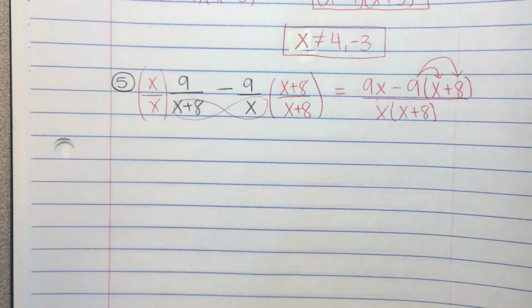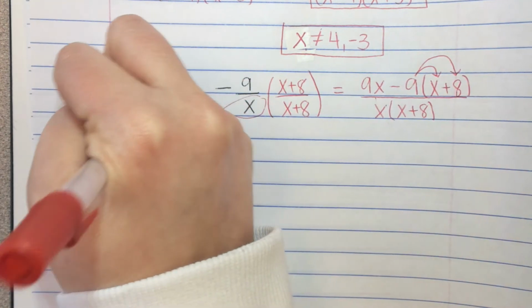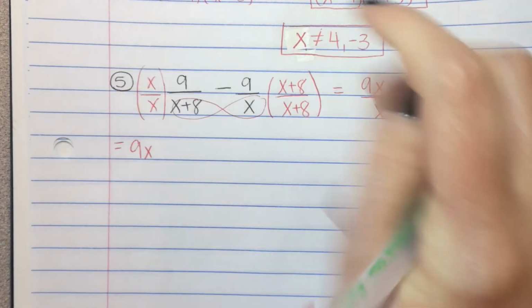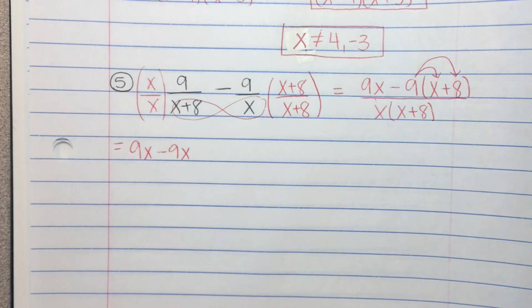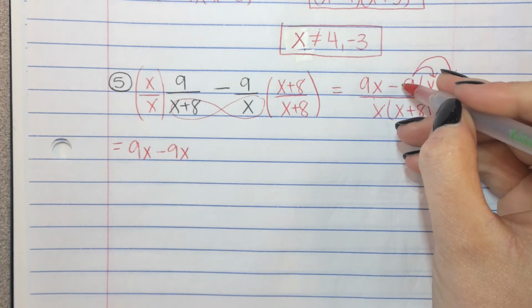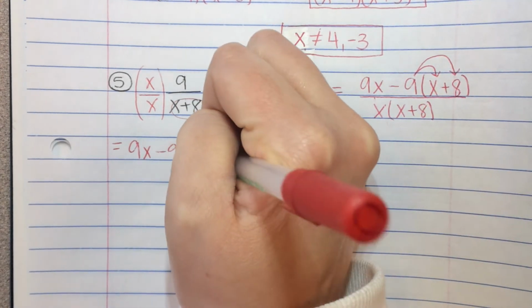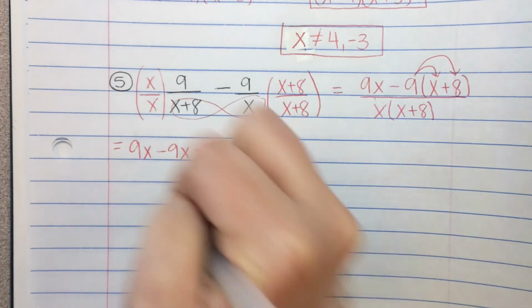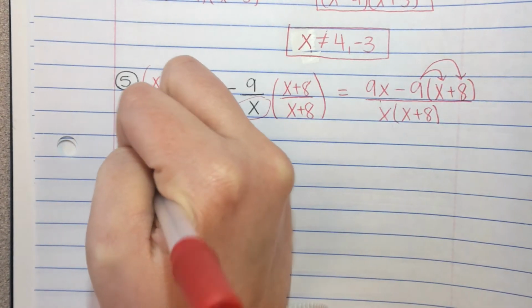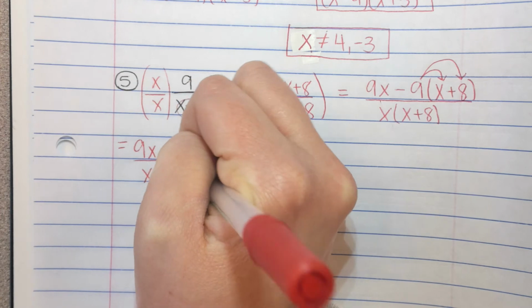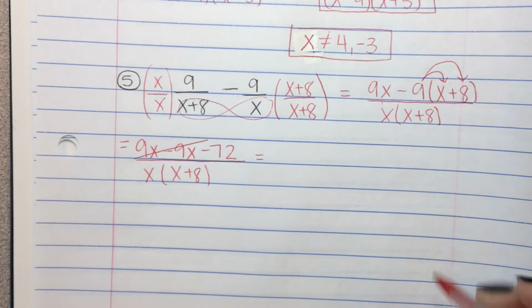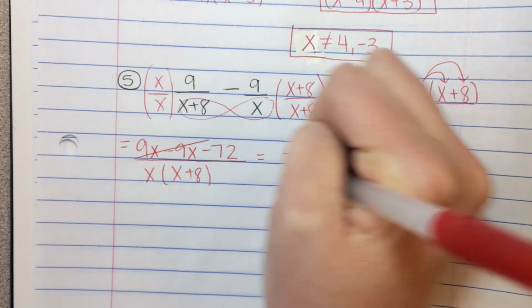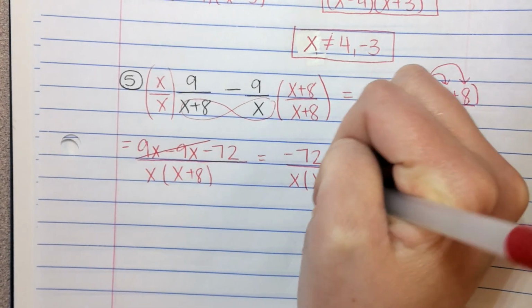Okay, so I have 9x and then minus 9x and then negative 72. And then on the bottom, I have x, the quantity x plus 8. Let's see, I can simplify. 9x minus 9x cancels out, and I'm left with negative 72 over x times the quantity x plus 8.